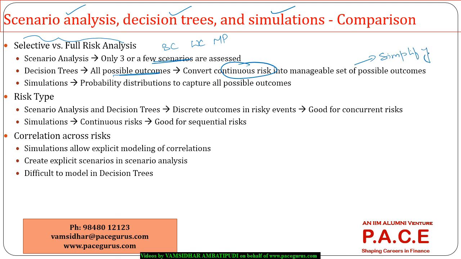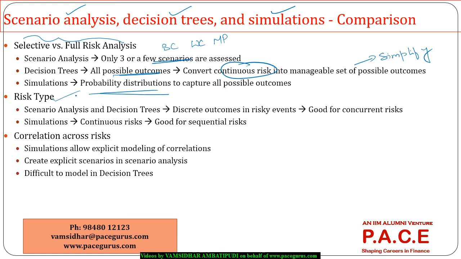Whereas in a simulation, we are finding out the probability distribution of all the input variables, the correlation between the various input variables, and trying to capture all the possible outcomes that can come out under each of the possible combinations of the input variables.